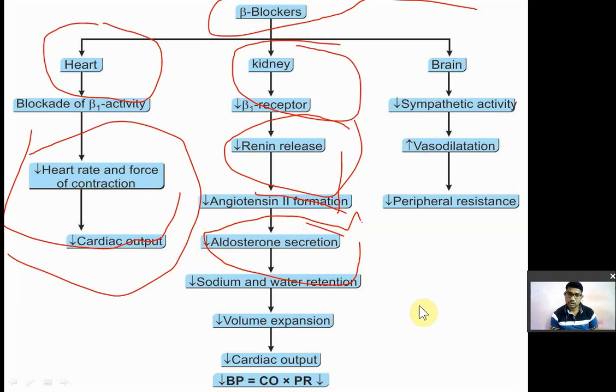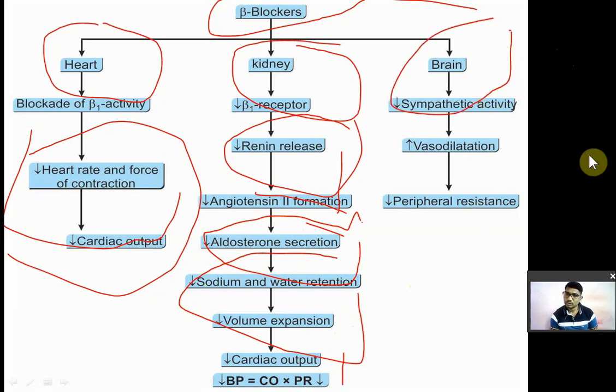सोडियम वाटर रिटेंशन नहीं होगा, वॉल्यूम ब्लड का नहीं बढ़ेगा, कार्डियक आउटपुट क्या होगा, कम होगा. एंड आपको मालूम है कार्डियक आउटपुट एंड पेरिफेरल रेजिस्टेंस इज इक्वल टू ब्लड प्रेशर. अगेन ये ब्रेन में क्या करेंगे, ब्रेन में दे विल डिक्रीज द सिंपैथेटिक एक्टिविटी एंड कॉज vasodilation and decrease the peripheral resistance. Decreased peripheral resistance and decreased cardiac output mean a decrease in the blood pressure.